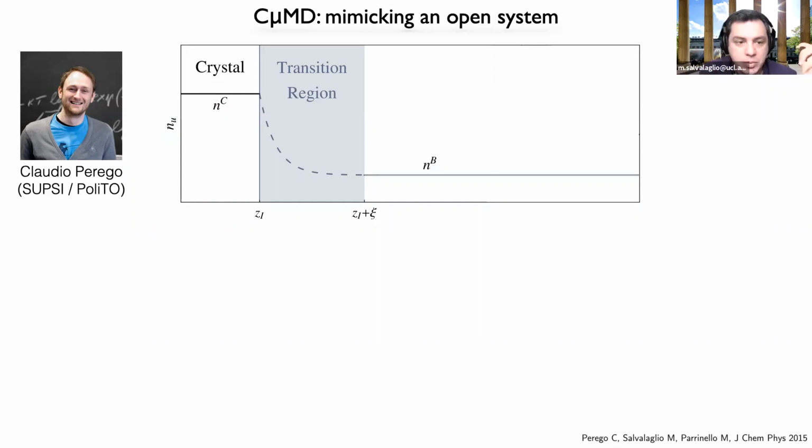So in order to describe the method, here I'm looking at a schematic of a system that has a crystalline phase here, characterized by a certain thickness and the position of an interface identified by Zi, and then a liquid phase here that is characterized by two regions. One is this transition region where the concentration relaxes to a bulk value, and then a region that actually represents the bulk of the system, where the concentration is indicated with NB.